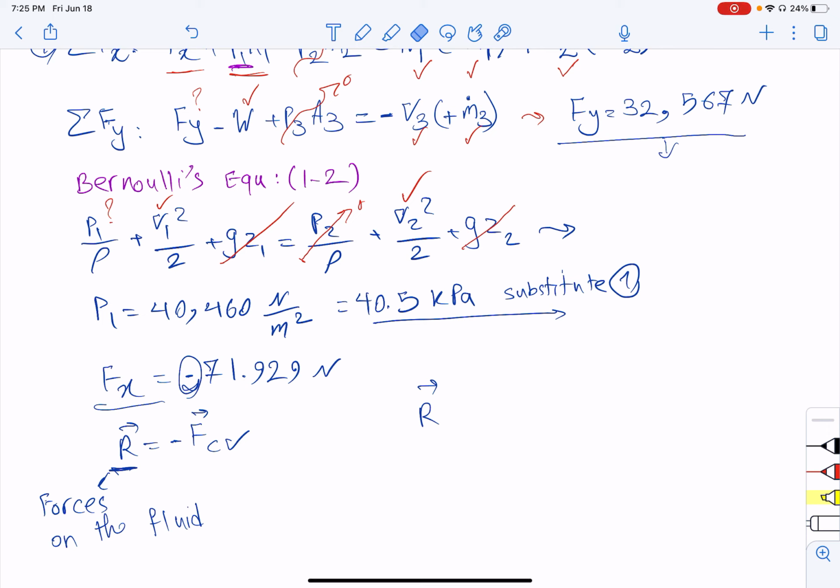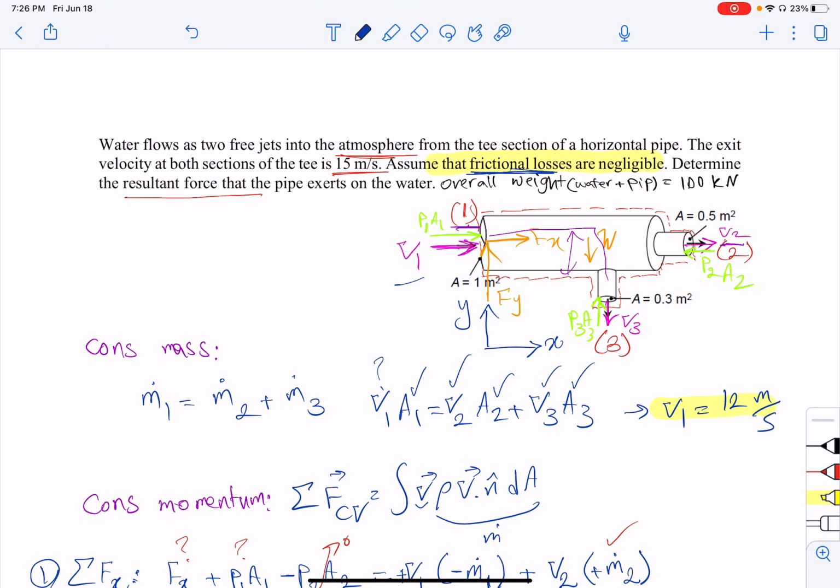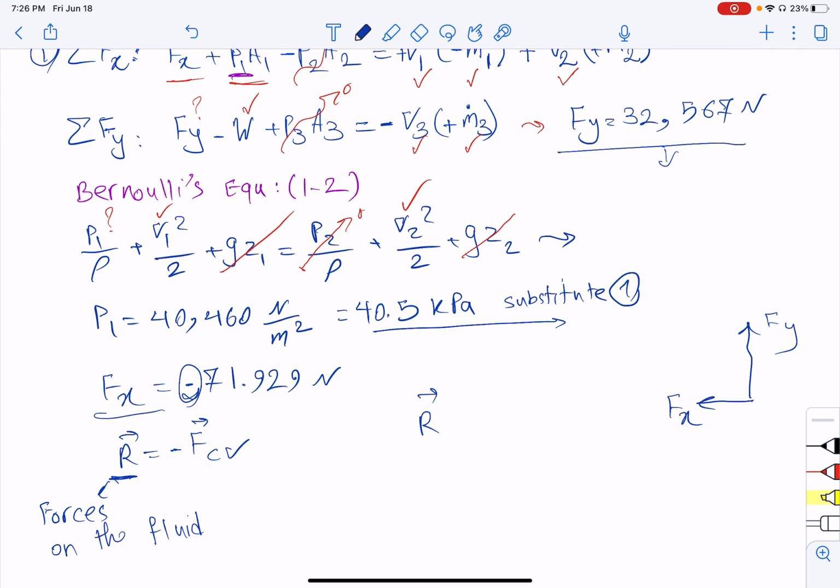We have a minus sign for Fx, meaning that Fx is going this way, and this is Fy, because the assumption that we made was that Fx was like this, but when we get the minus sign, it means that our assumption was not correct. So this is F of CV.